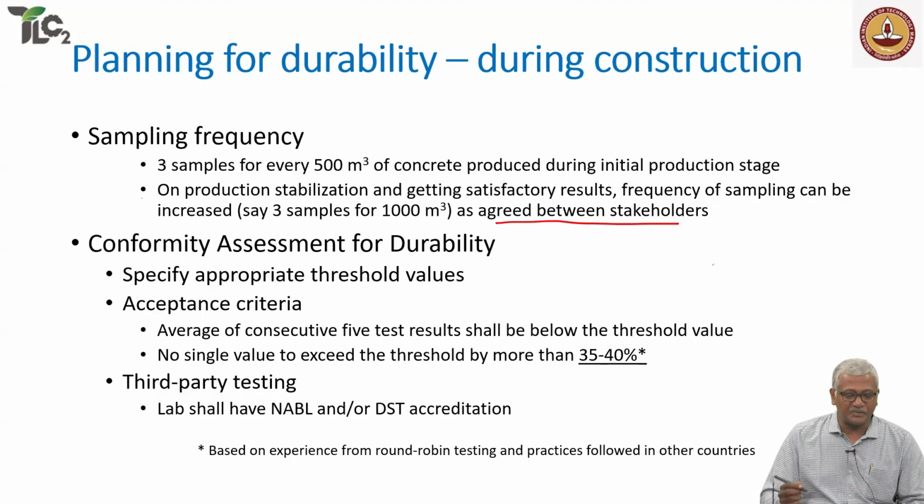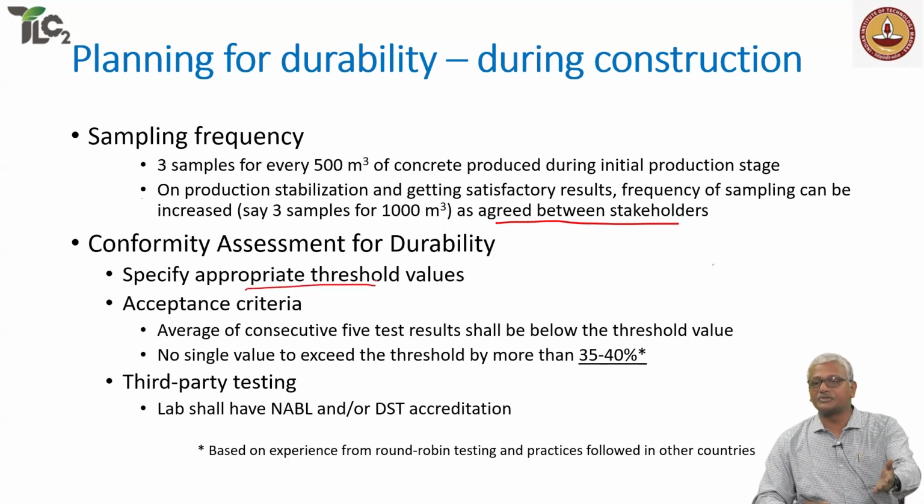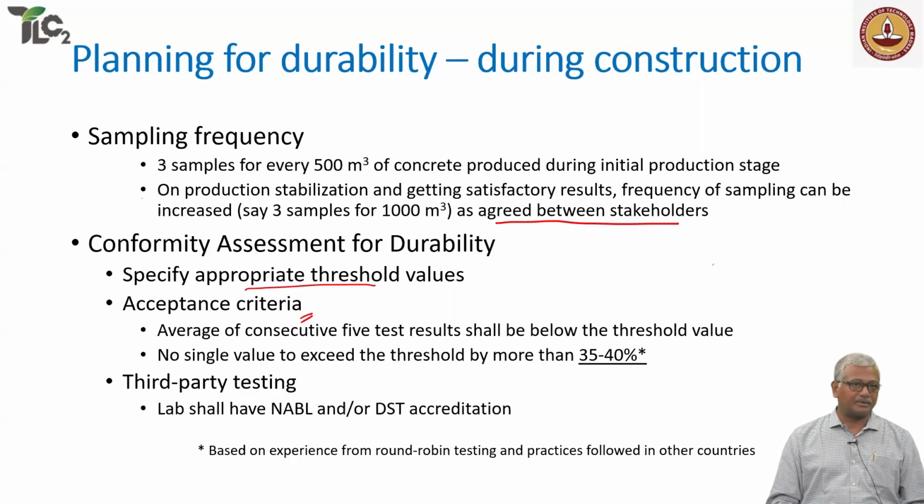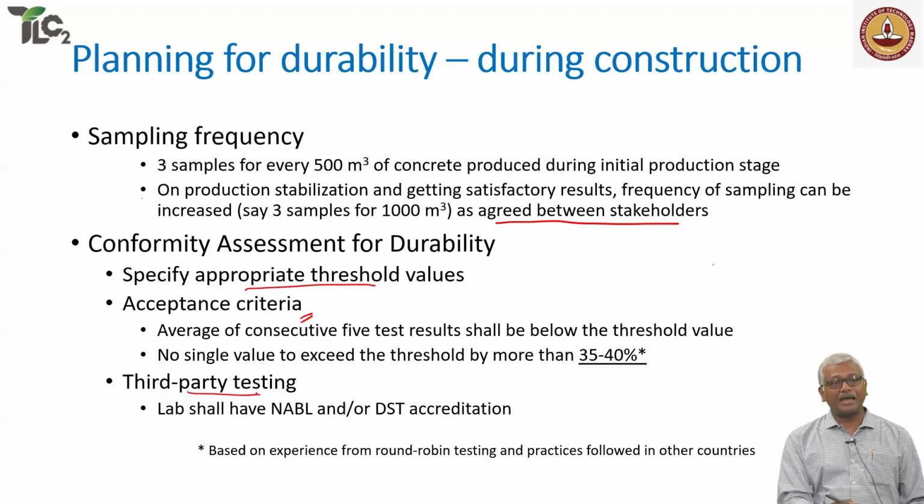Then conformity assessment, of course, you need to have appropriate threshold values like those 600 coulombs or 1000 coulombs, right? And then acceptance criteria. What can you expect when you have variability in the durability test method? How do we allow for that variability in construction? And an important part of this entire durability approach has to be good quality third-party testing, and the labs need to be accredited to ensure that the testing is producing results that are reliable.